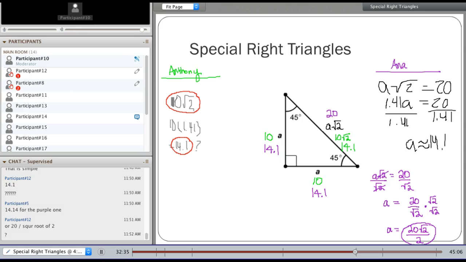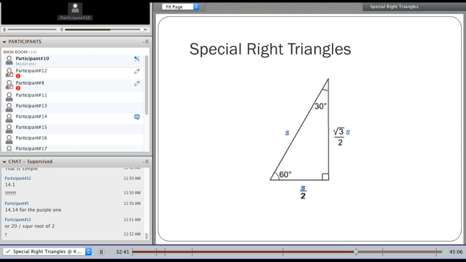So don't forget that that might also be this answer for A. Okay? All right, let's try a 30, 60, 90. Now the idea is the same. The ratios are a little harder to remember on this one. So we have 1, 2, square root of 3.